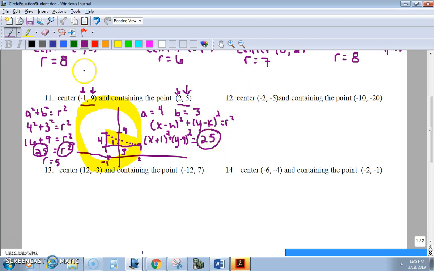So we know the center. I'm just going to highlight the center in each of these, and I'm going to help you find the radius, and then I'm going to make you write the equation on your own. Okay?